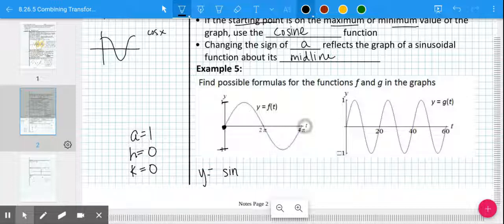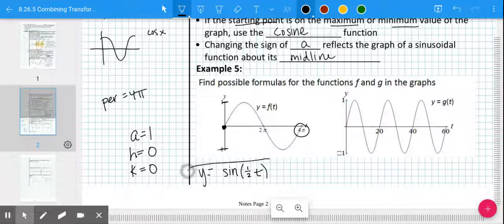The period for this function is 4 pi. And so what that means is normally a period is 2 pi. So this thing is getting stretched out by 2. So what I want to do is put a 1/2 in front of my t here.